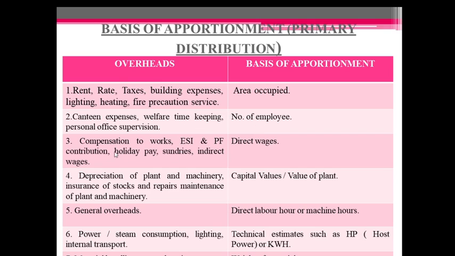Next, compensation to workers, ESI and PF contribution, holiday pay, salaries, and indirect wages. These expenses we have to apportion on the basis of direct wages. They will give the direct wages.